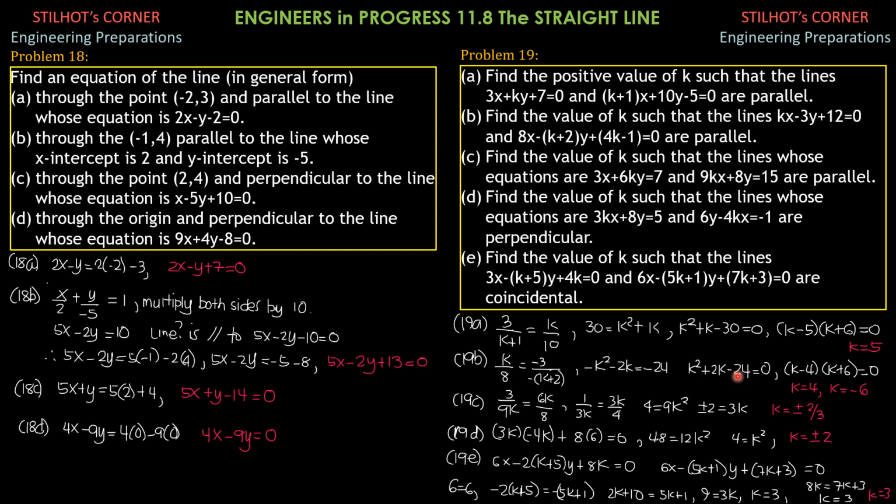Then we factor this into quantity k minus 4 and k plus 6 equals 0. Since there's no condition about whether k is positive or not, then we consider the answers. K is positive 4 and k is negative 6. So these are the values of k for which these two lines are parallel.